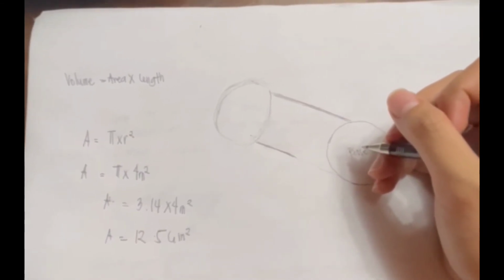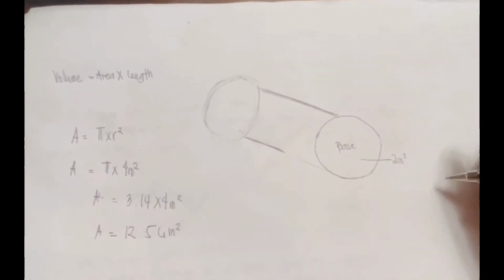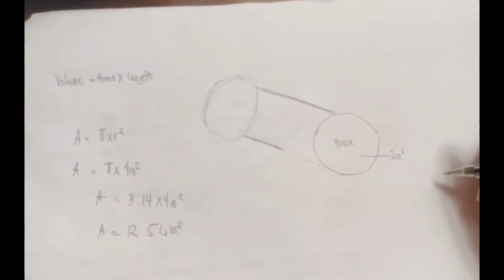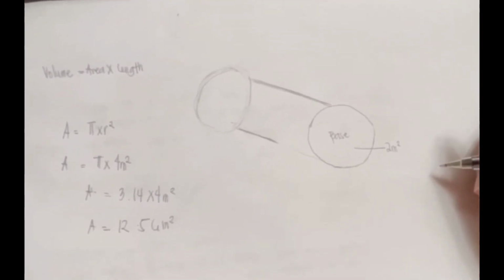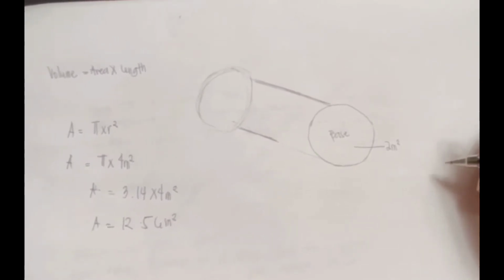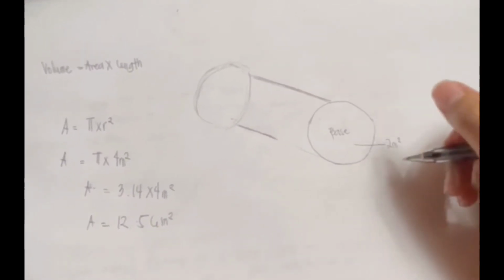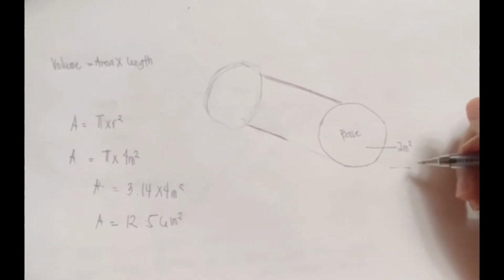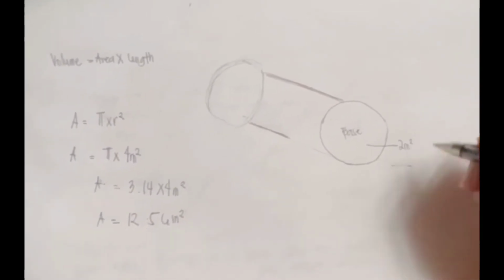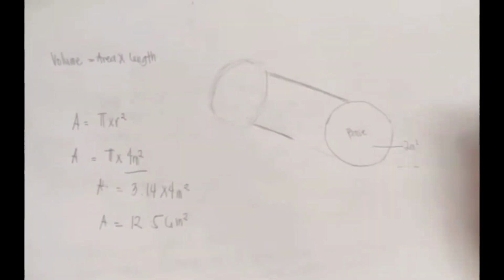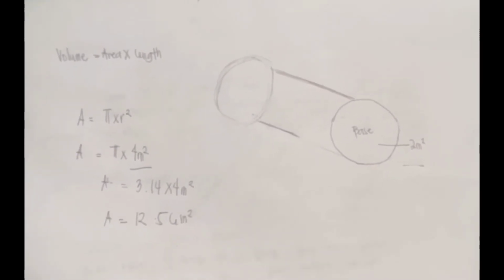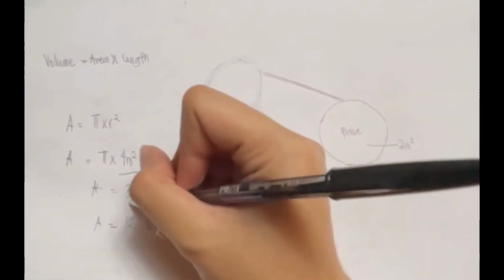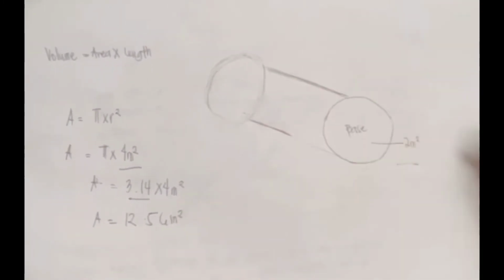So the cylinder is made up by extending a circle. First, we need to calculate the area of the circle. The area of a circle is found by multiplying pi times its radius squared. The radius of this circle is 2 meters. So if we square that, we will get 4 meters squared. Then we multiply by pi, which is approximately 3.14.